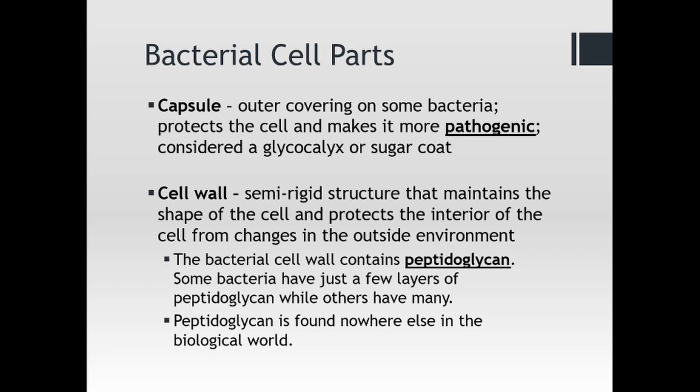They have a cell wall. It's a semi-rigid structure that protects the interior of the cell from changes on the outside, and it's made of this protein-carbohydrate complex called peptidoglycan. Peptidoglycan is found nowhere else in the biological world. It's only found in bacteria. Some bacteria have just a few layers of peptidoglycan, while others have many layers, and it's a very repetitive type of structure where it's got basically these two carbohydrates that repeat each other, and then they're all held together by ropes made of protein.